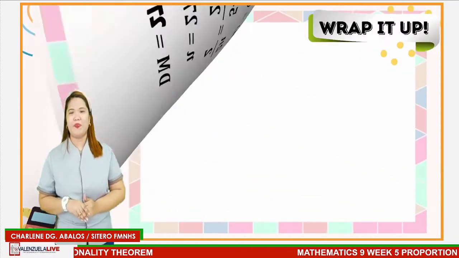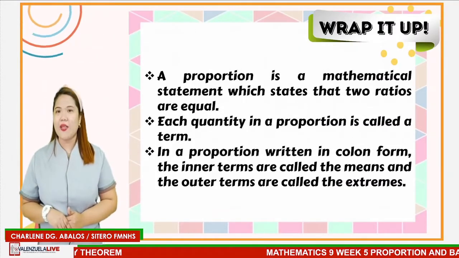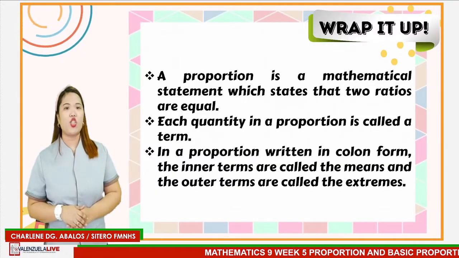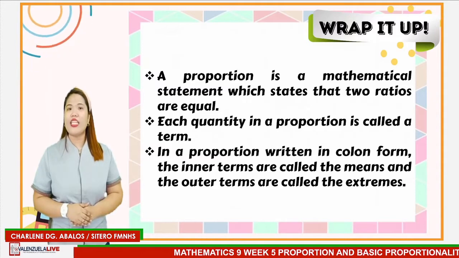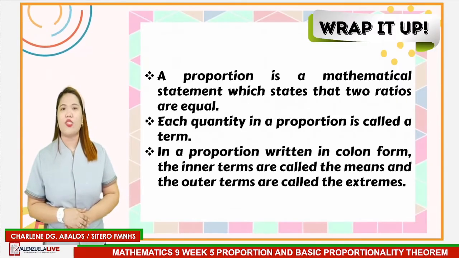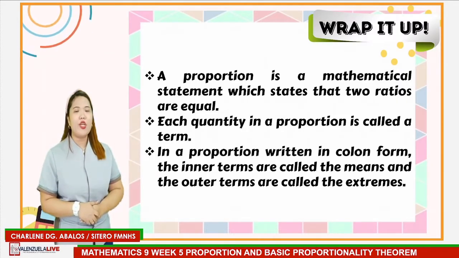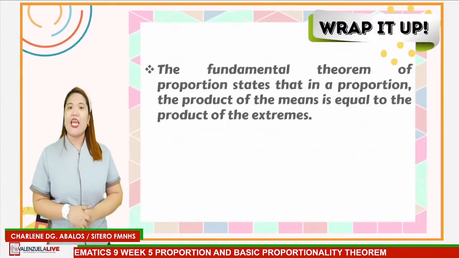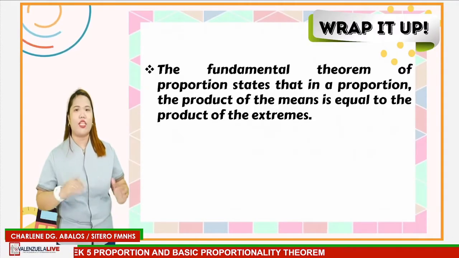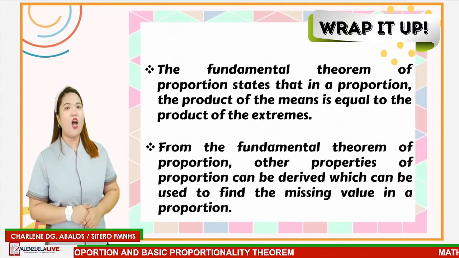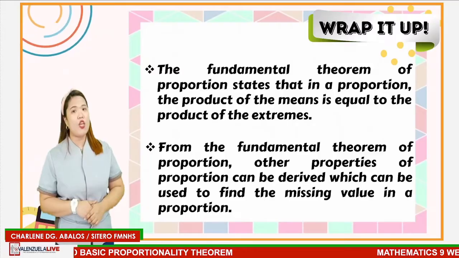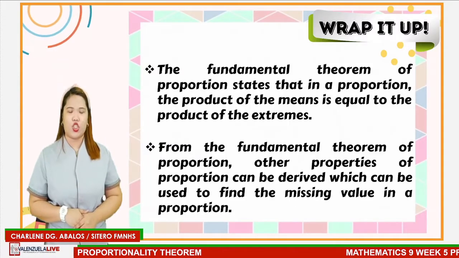To sum it up, a proportion is a mathematical statement that states that two ratios are equal. Each quantity in a proportion is called a term. In a proportion written in column form, the inner terms are called the means, and the outer terms are called the extremes. The fundamental law of proportion states that in a proportion, the product of the means is equal to the product of the extremes. From the fundamental law of proportion, other properties of proportion can be derived, which can be used to find the missing value in a proportion.